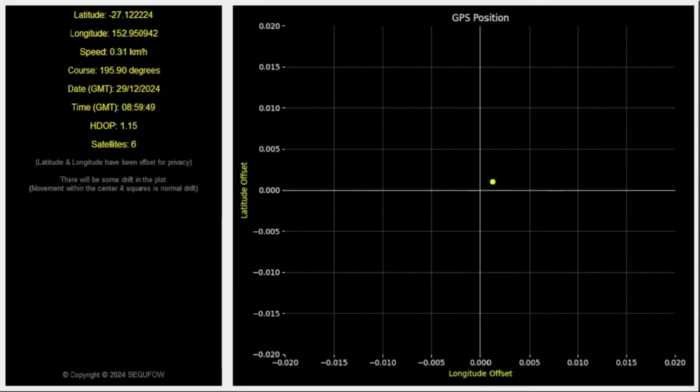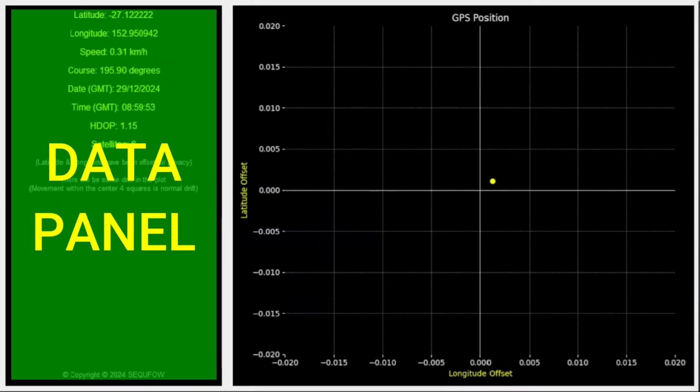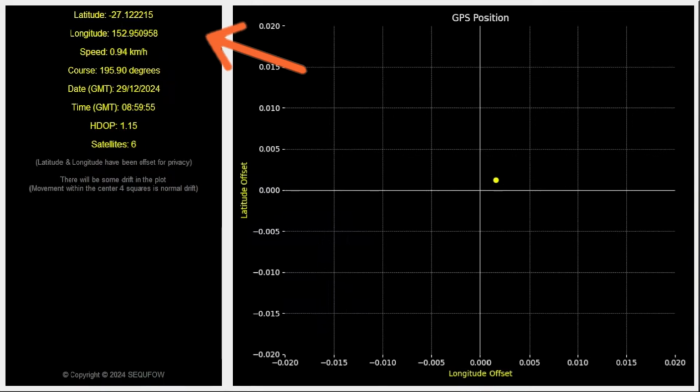First off, I will explain the data panel down the left-hand side. The latitude and longitude specifies the GPS location. This value isn't accurate because we have offset these for privacy reasons. The speed should be close to 0 as the GPS is stationary. The course is the direction the GPS is facing. The values are between 0 and 360 degrees. 0 is north. Current date and time from the satellite.